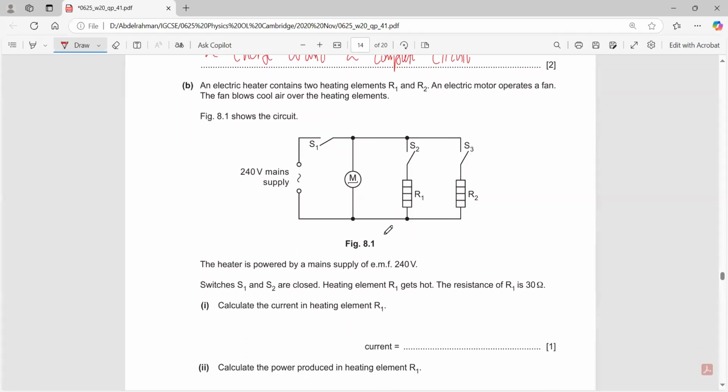In B, calculate the current in the heating element R1. The heater is powered by a main supply of 240 volts. You have a motor, you have heater R1, you have heater R2. Switches S1 and S2 are closed. Heating element R1 gets hot. The resistance of R1 is 30 ohms. Can I find the current? Yes, I can find the current. Current equals V over R.